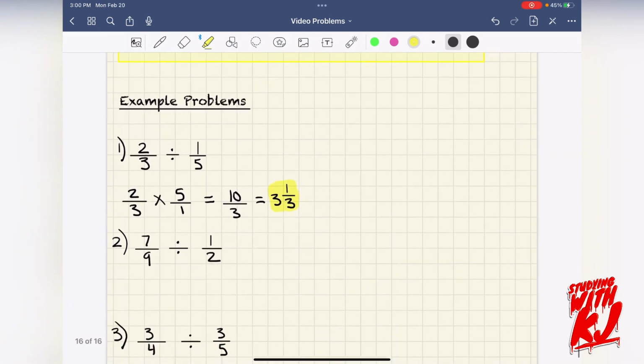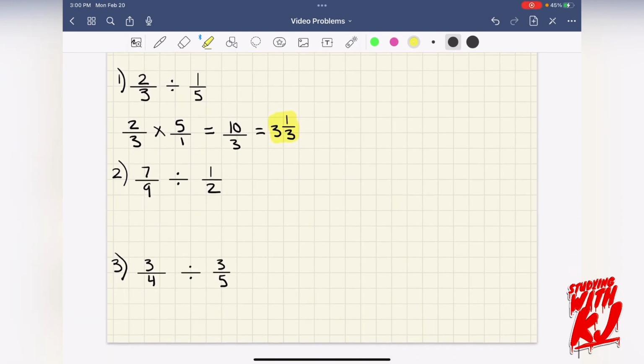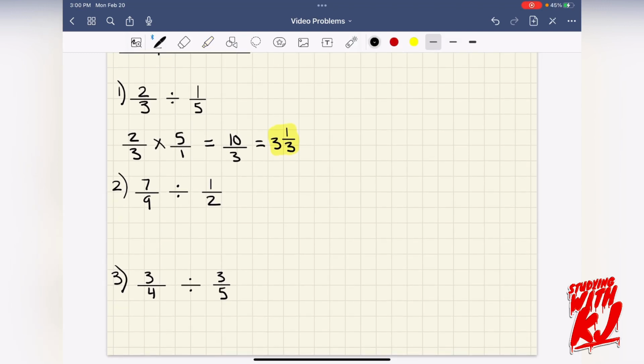So now let's go over number 2. Number 2 reads 7 over 9 divided by 1/2. Or we're trying to see how many 1/2s are in 7 over 9. So our first step is to keep our first fraction the same. So we'll rewrite 7 over 9 below. Our second step is to change our division sign to a multiplication sign. A little sloppy.